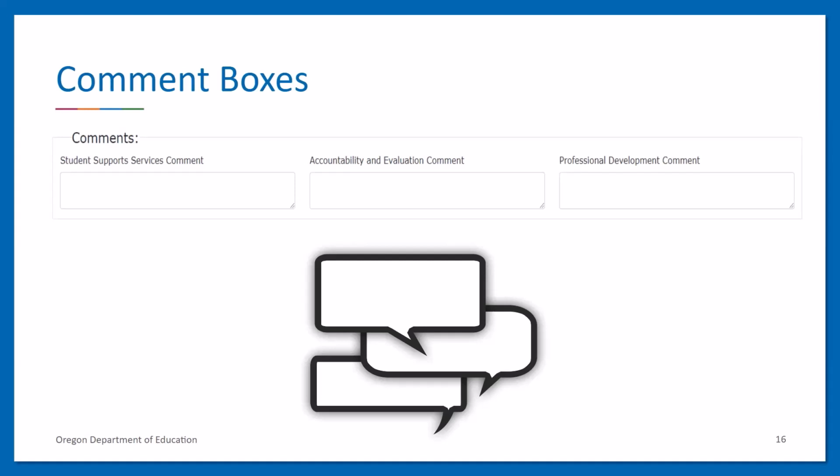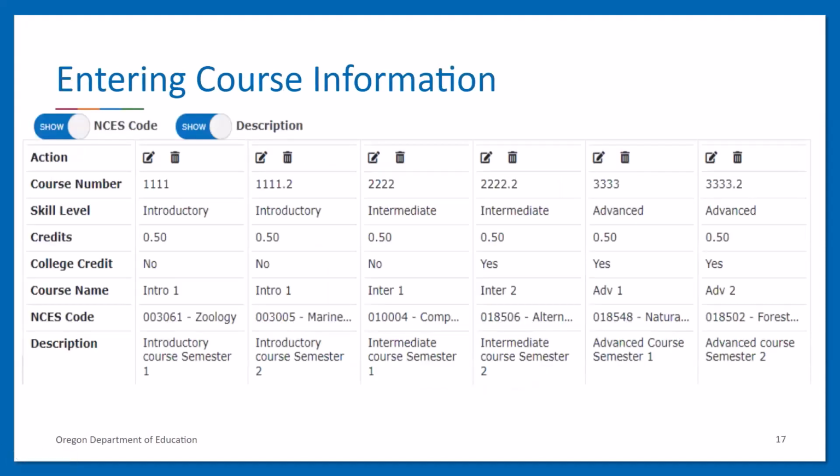Within the application guide, there are additional examples and explanation for each of those 3 comment boxes if needed. The course matrix form on the application needs to be filled out by local admin or lead teachers. The matrix serves 2 important functions, one programmatic and one data related.